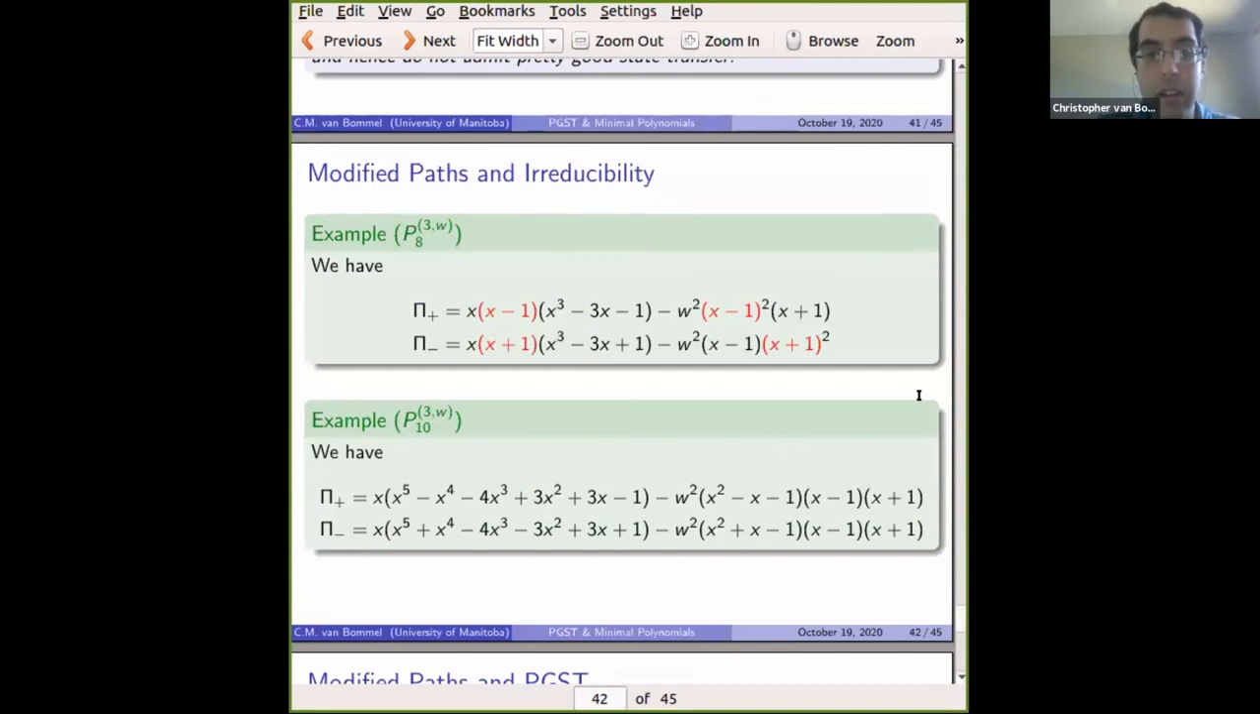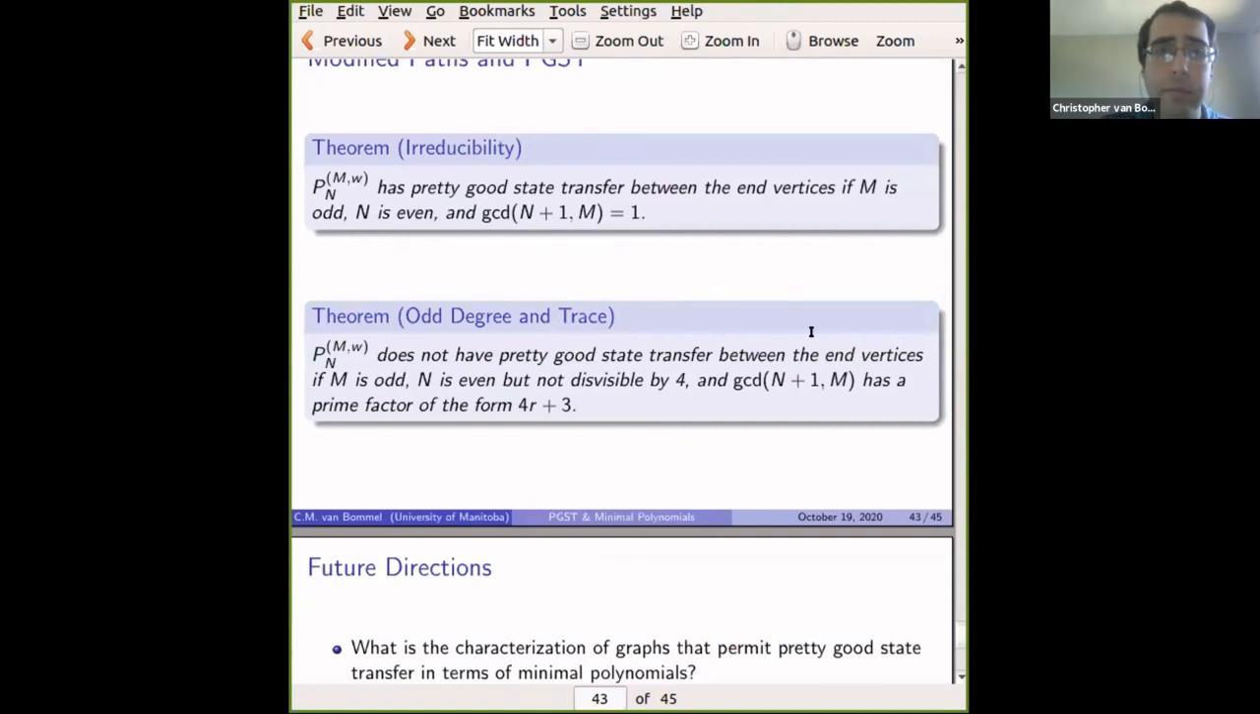If we look at some of the odd cases, sometimes these minimal polynomials are going to be irreducible. So for example, in this bottom case where we have 10 vertices, there's no common factors to pull out. In the top case where we have 8 vertices, we can see a common factor of x minus 1 and a common factor of x plus 1. And so that'll give us different cases to consider there.